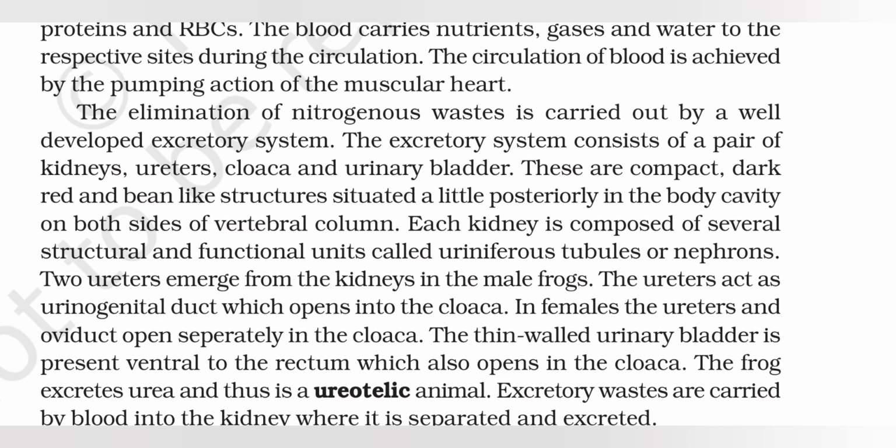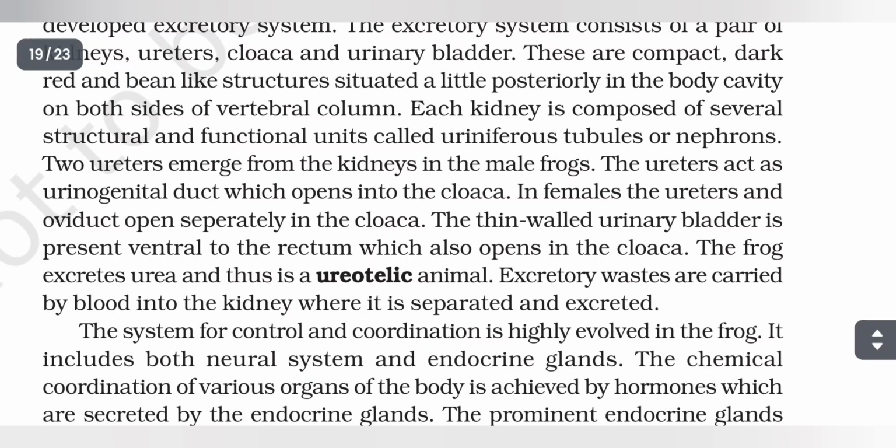These are compact, dark red, and bean-like structures situated a little posteriorly in the body cavity on both sides of the vertebral column. Each kidney is composed of several structural and functional units called uriniferous tubules or nephrons. Two ureters emerge from the kidneys in the male frogs. The ureters act as a urinogenital duct which opens into the cloaca. In females, the ureters and oviduct open separately in the cloaca.